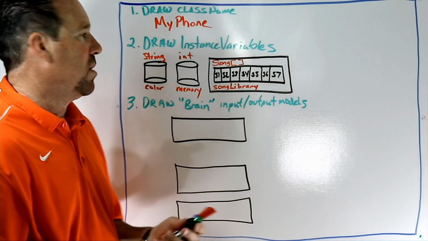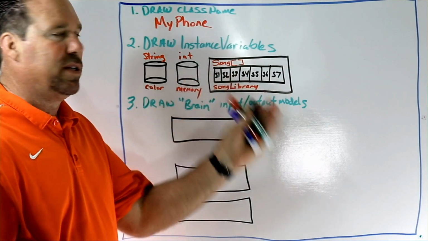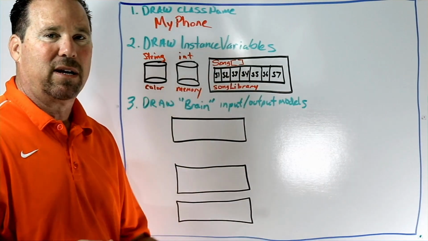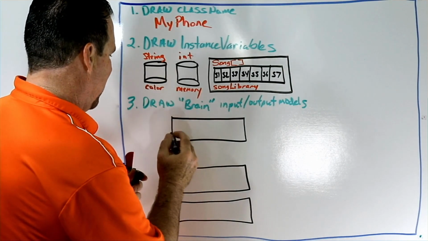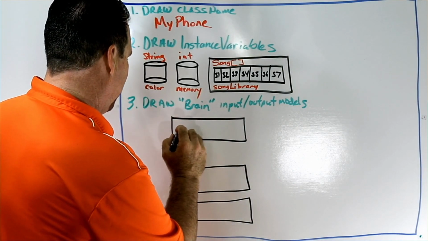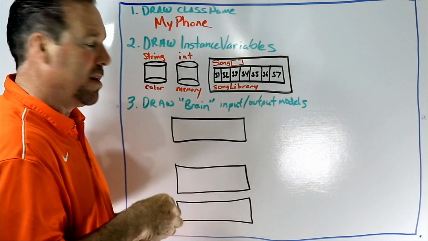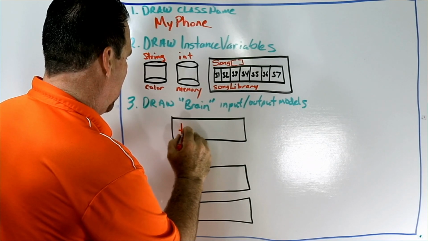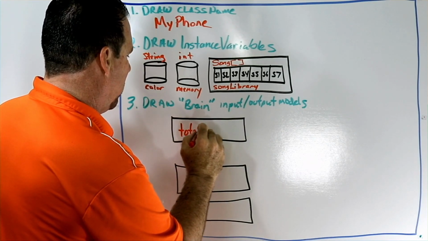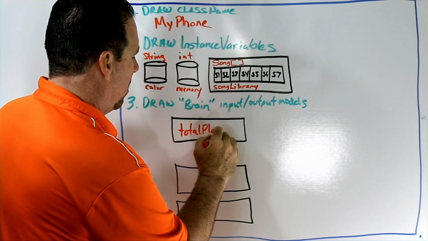Okay, the very first one is, let's just say I have to go through these songs and I want the total playtime of my entire library. So I'm going to do something like, let's make a method called total playtime.